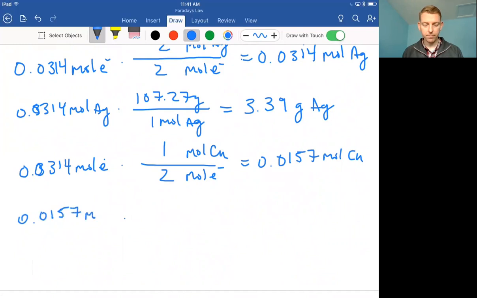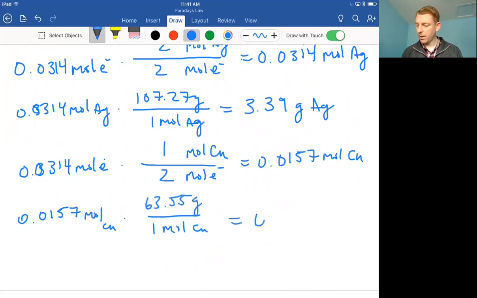Which again, we take that 0.0157 mole of copper multiplied by, what do we have? It's 63.55 grams per mole of copper. And we end up with 0.998 grams of copper was dissolved in order to deposit 3.39 grams of silver, okay?